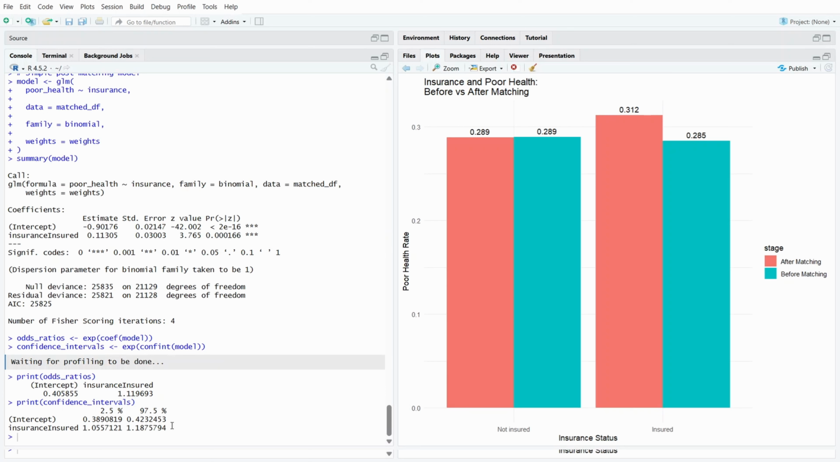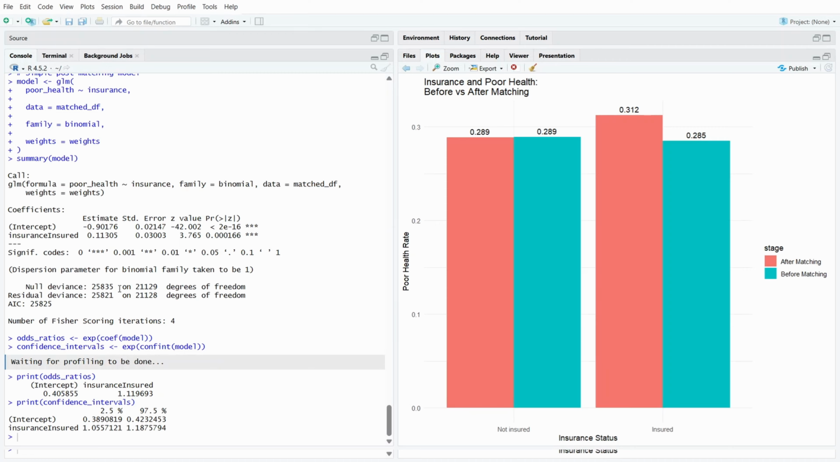At first, this may seem counterintuitive. We might expect insurance to improve health outcomes, but this result should be interpreted carefully. One likely explanation is reverse causation or health selection. Individuals with poorer health may be more likely to obtain or maintain health insurance because they need more medical care. Another possibility is residual confounding, meaning there may still be unmeasured factors, such as chronic disease burden, disability status, or healthcare utilization, that were not included in the matching model. So while propensity score matching improved comparability between groups, it cannot eliminate all bias from observational data.